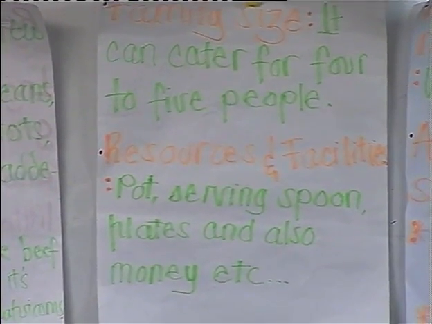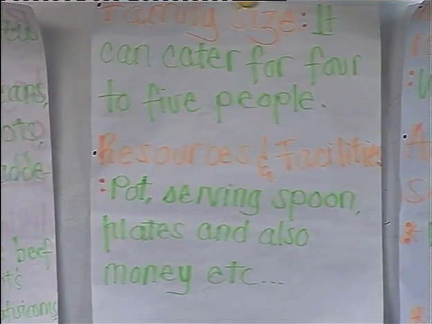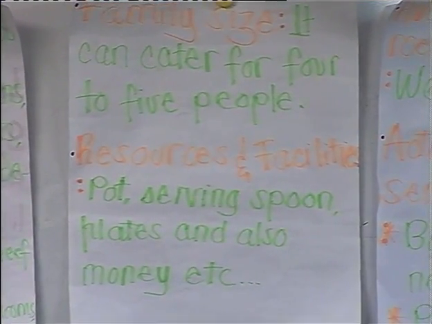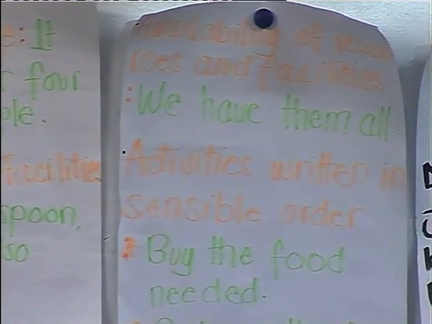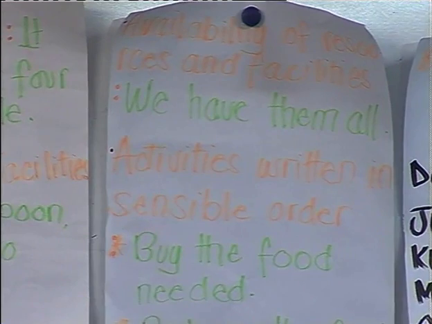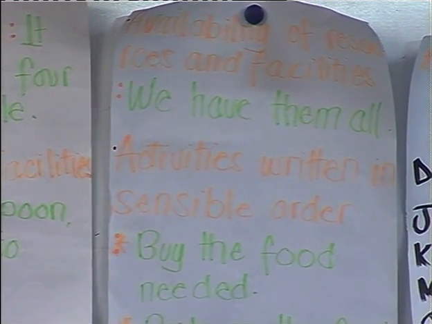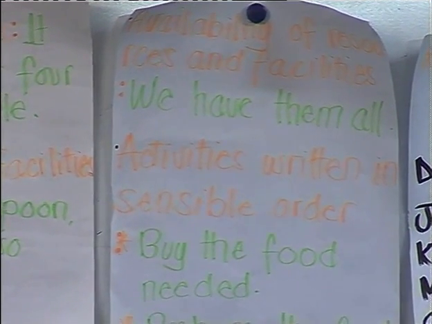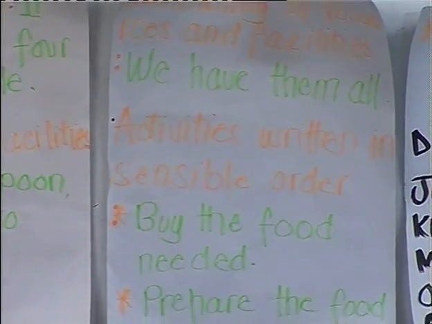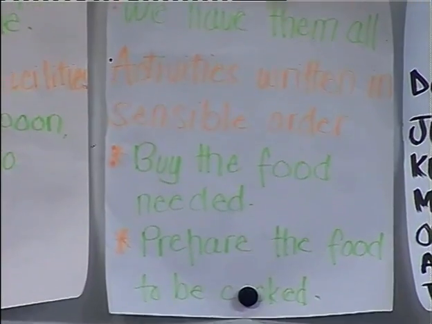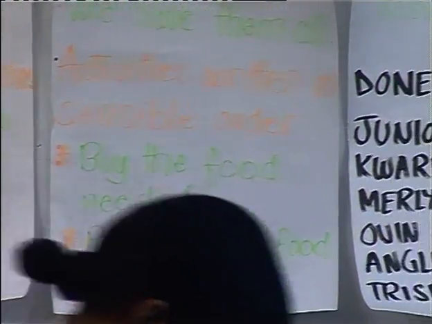The family size is it can cater for 4 to 5 people, and the resources and facilities needed for the food are pot, serving spoon, plates, and also money. And for availability of resources and facilities, we have them all. And the activities written in sensible order are: buy the food needed, prepare the food to be cooked, and serve the food ready to be eaten. Thank you. Okay, thank you.